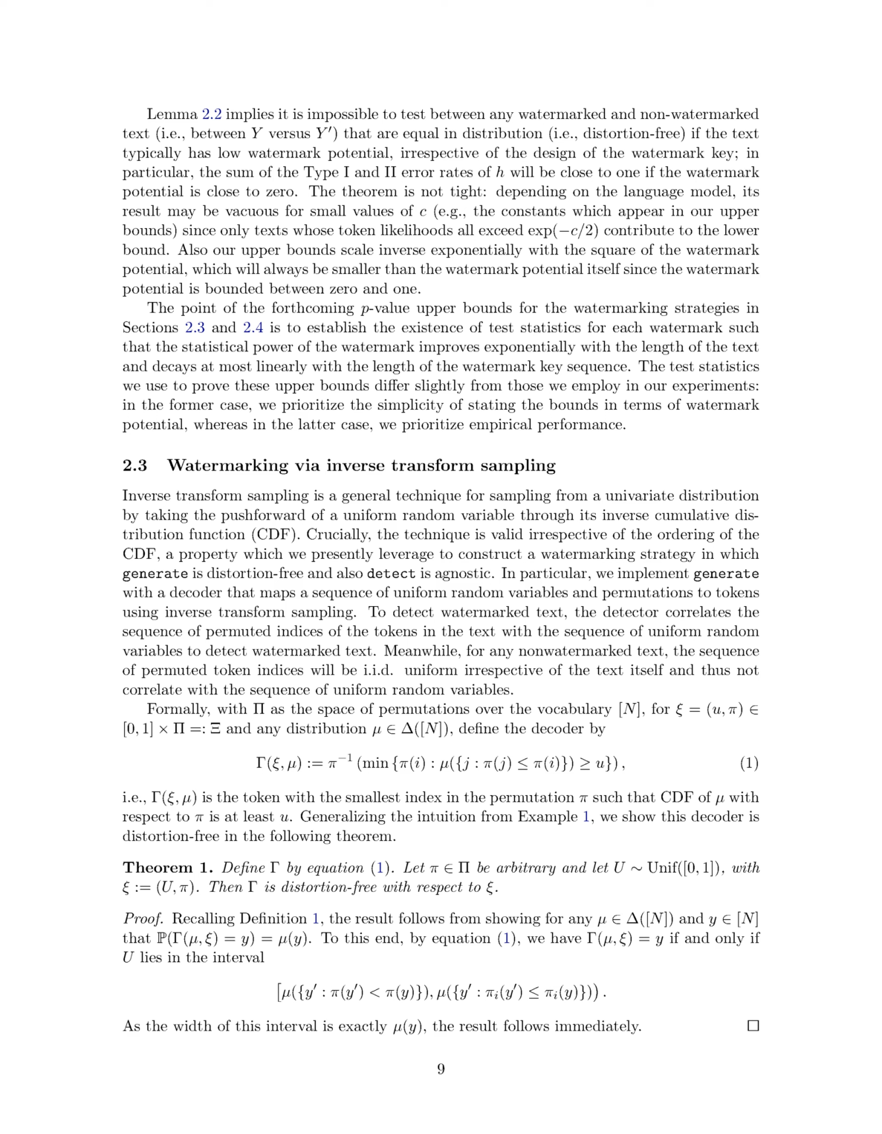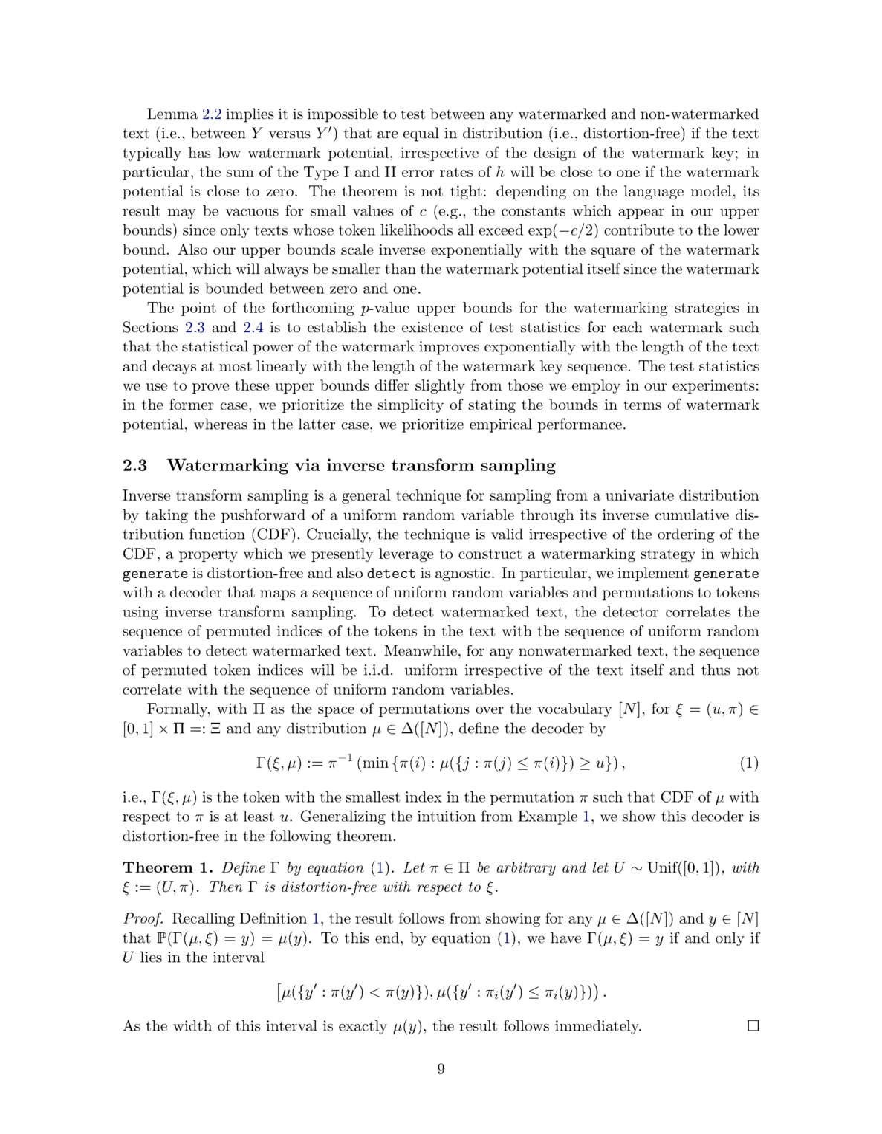In our approach, the generation process uses a decoder that maps a sequence of uniform random variables and permutations to tokens using inverse transform sampling. To detect if a text is watermarked, the detector checks the correlation between the sequence of permuted indices of the tokens in the text and the sequence of uniform random variables. If the text is not watermarked, the sequence of permuted token indices will be uniformly distributed regardless of the text itself, and thus won't correlate with the sequence of uniform random variables.